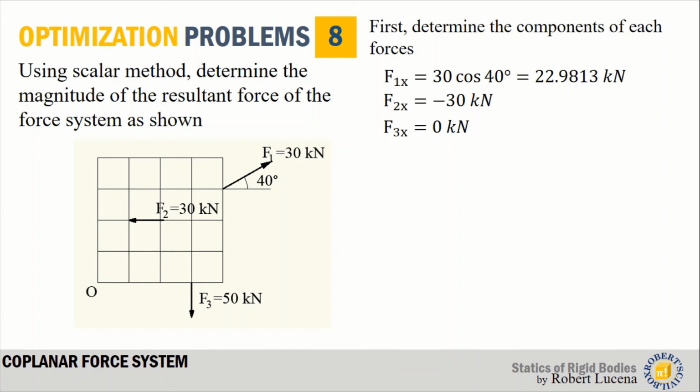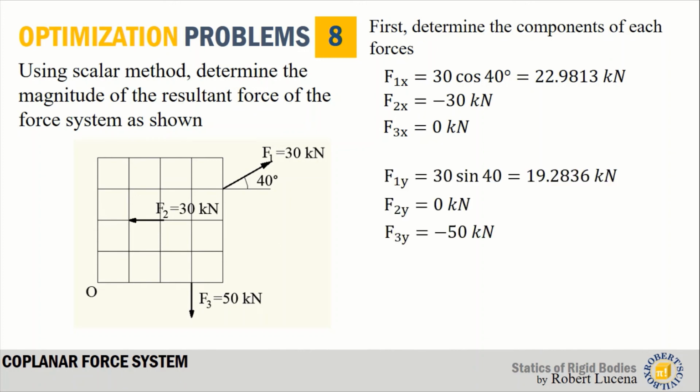I'm sorry, we are asked here the resultant force. So let's start by getting the x components. The x component of F1 is 30 cosine 40. That is 22.9813. We have already discussed how to get the x component. The x component of F2 is negative 30. The x component of F3 is 0 since this is directed downward. So we have now all the x components.